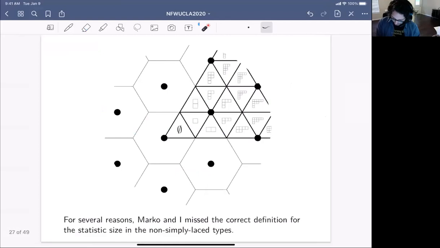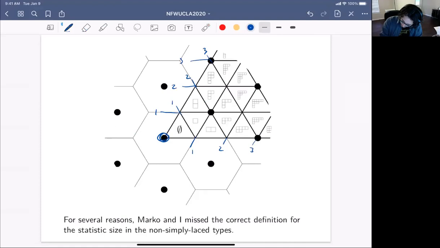Okay, so yeah, for several reasons, when Marko and I wrote our original strange expectations paper, we did not have the correct statistic size. I'd like to give you another way to think about size really, really quickly. So what I could do is I could mark off sort of the heights of the hyperplane. So this is like the height 1, height 2, height 3. This is like height 1, so this is the origin for me. This is height 1, this is height 2, and so on, height 3. And then here, this would be like height 1, height 2, height 3. So let's pay attention to this guy right here.